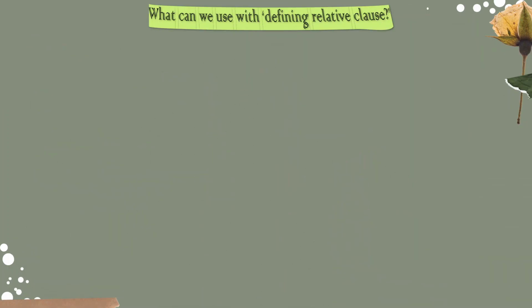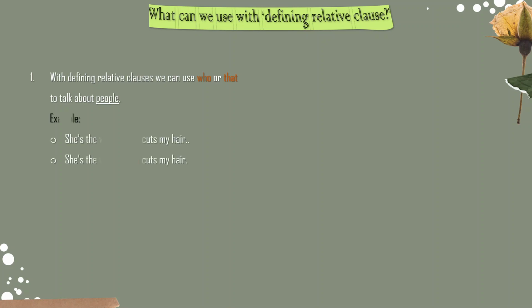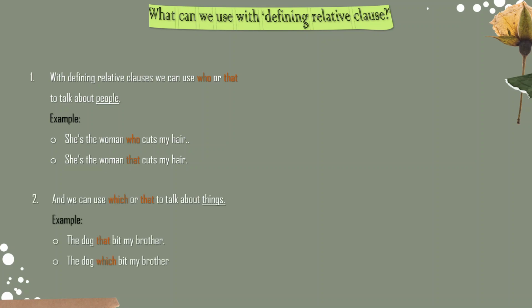So now, let's continue to what we can use with defining relative clauses. The first one is, with defining relative clauses, we can use who or that to talk about people. For example, she's the woman who cuts my hair. The second example, she's the woman that cuts my hair. Next, we can use which or that to talk about things. For example, the dog that beat my brother. The next example, the dog which beat my brother.